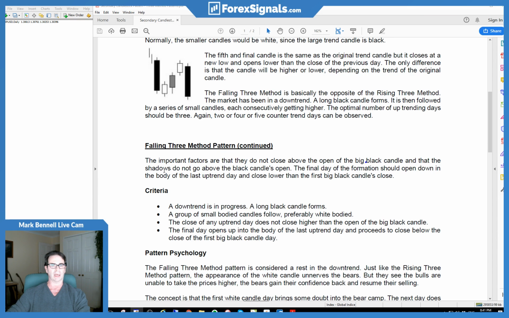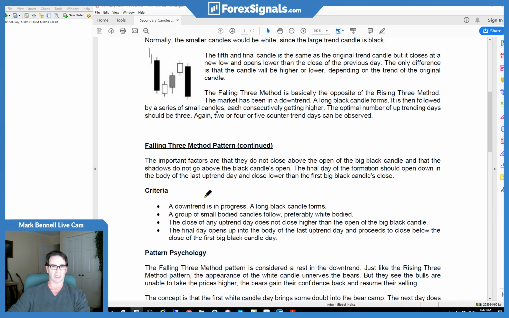So the falling three method pattern continued. The important factors are that they do not close above the open of the big black candle, and that the shadows do not go above the black candle's open, this one here. Okay, so we've got the leading candle, the dominant candle, or the wide range bar. So this is important. Right, so everything needs to be contained within this. The final day of the formation should open down in the body, which it's doing here, of the last uptrend day, and close lower than the black. We've read that.